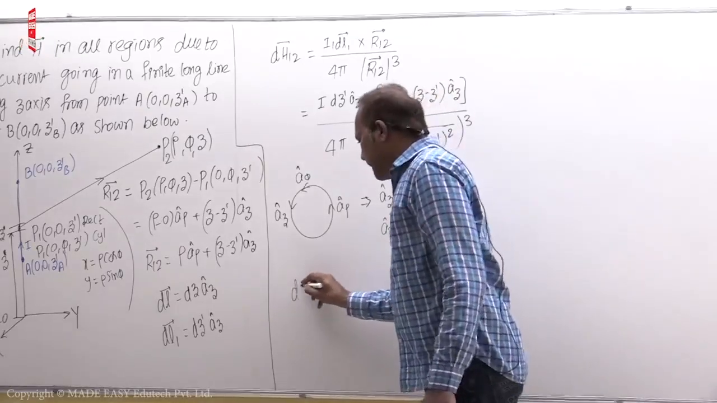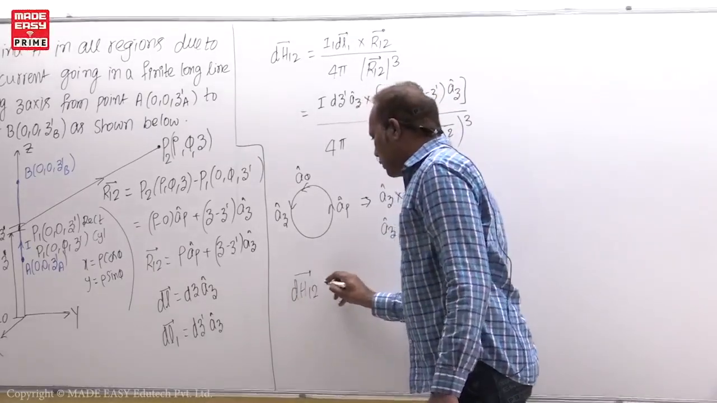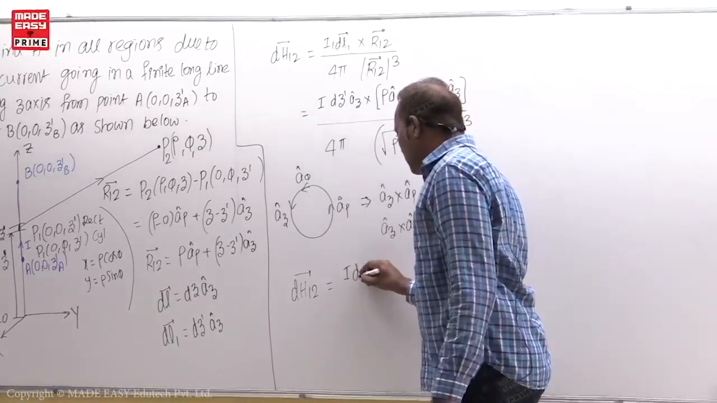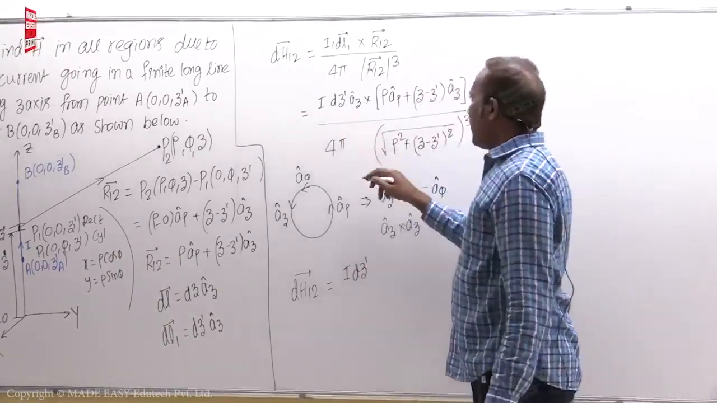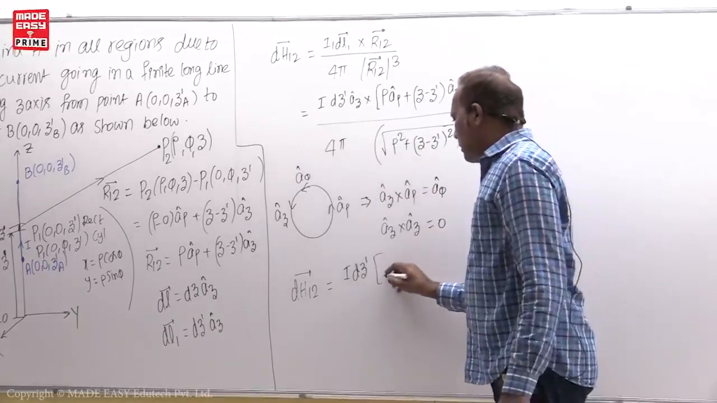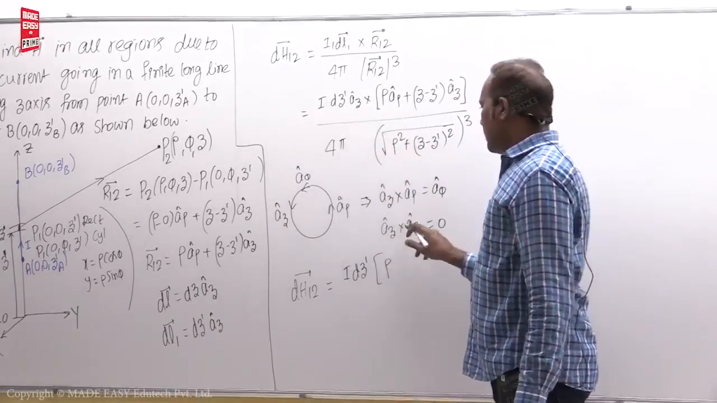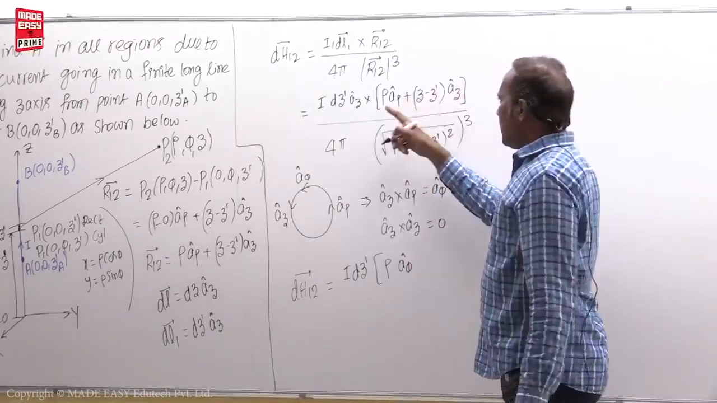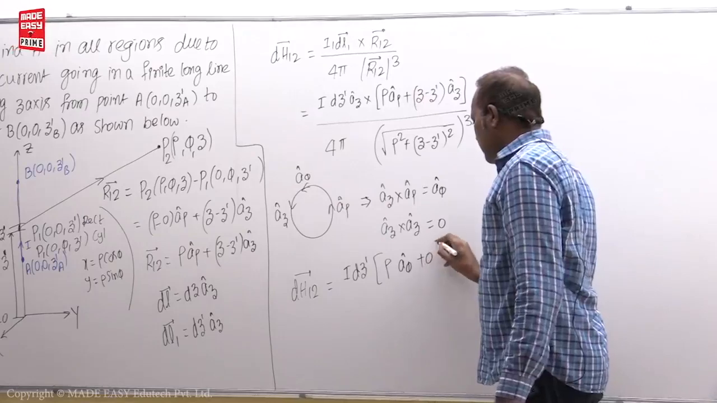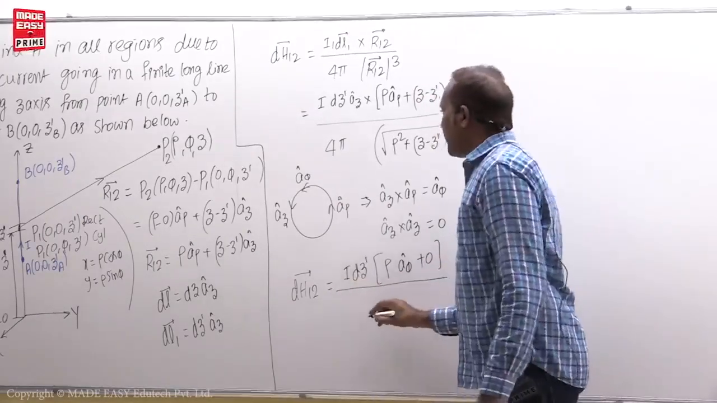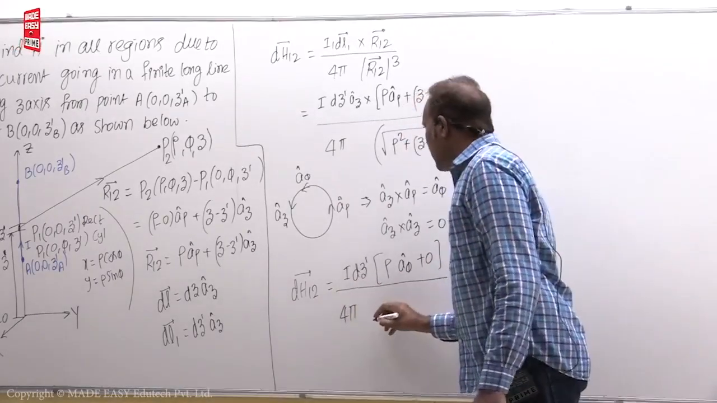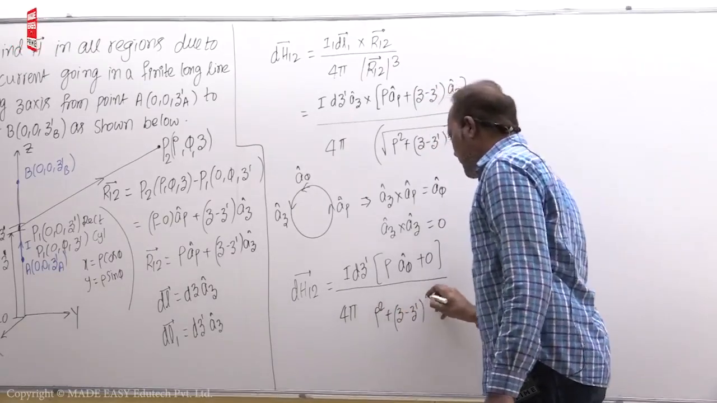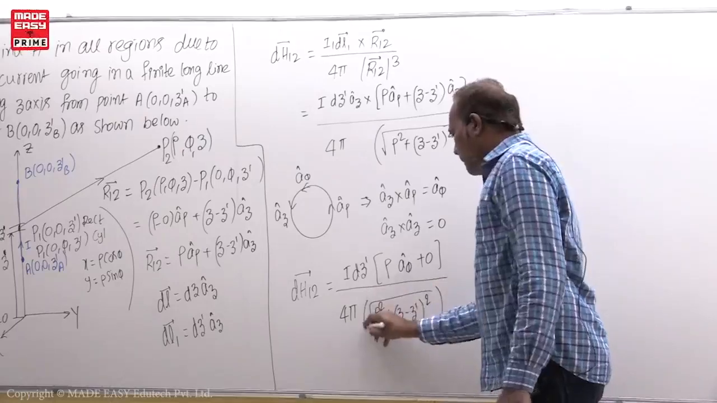So from this, dH12 bar is equal to I into dz dash into rho into az cross a rho. Az cross a rho is a phi. Then az cross az is 0. Divided by 4 pi, square root of rho square plus (z minus z dash) whole square, whole cube.